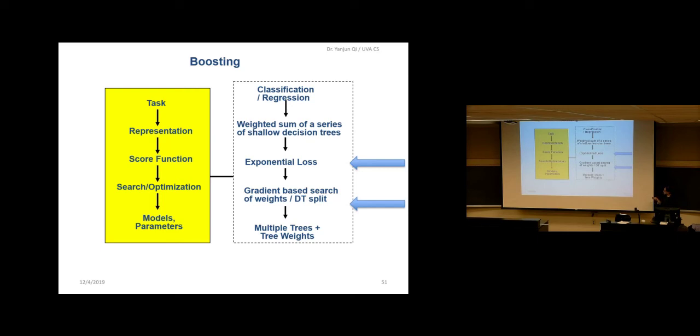So there's a reason why this is such a powerful method, because if you think about it, it's a combination of symbolist and connectionist approaches. We can see that: gradient descent plus decision tree.